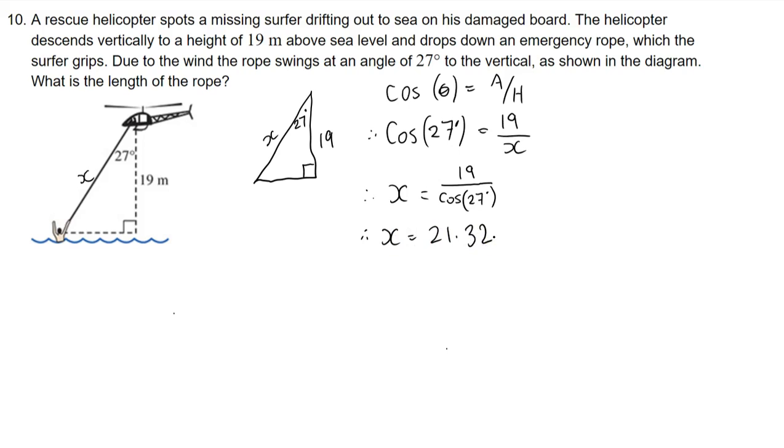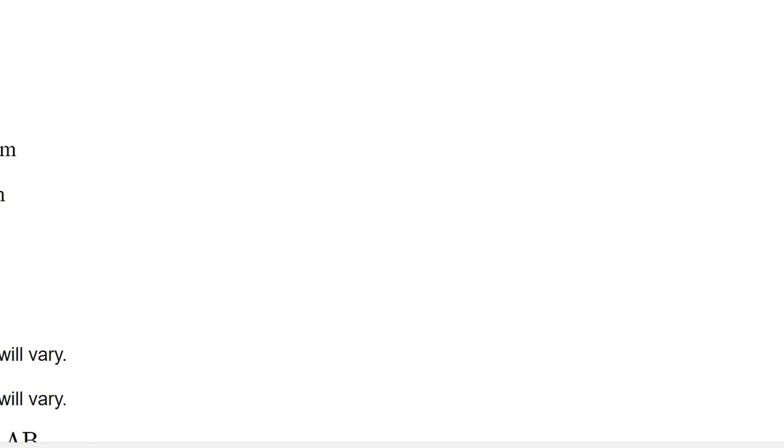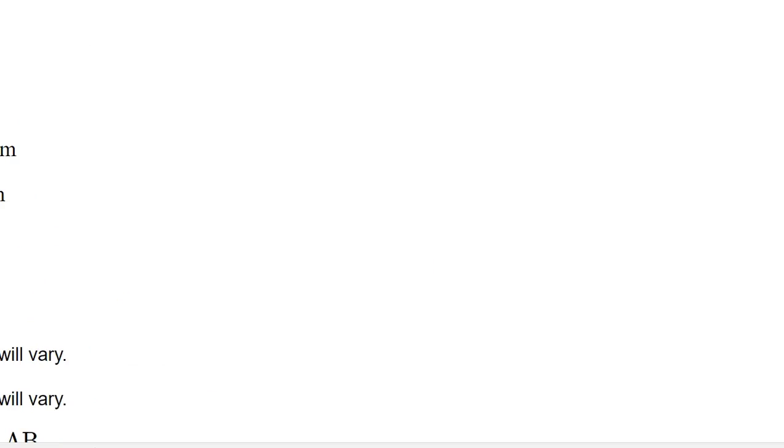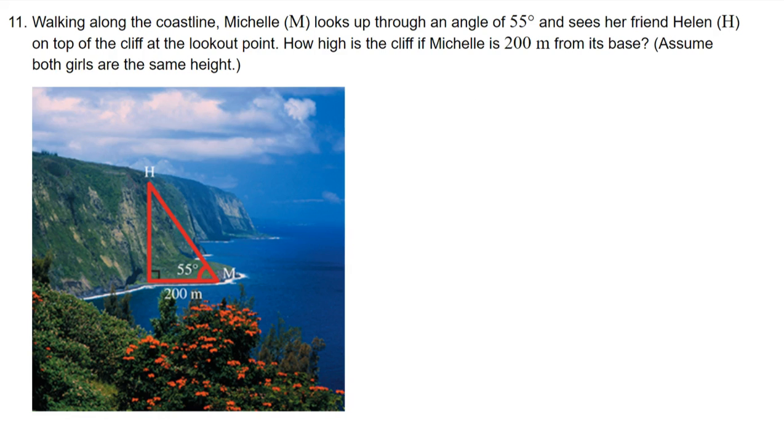Okay, it's a worded question, so we need a worded answer. So the question asks us, what is the length of the rope? The rope is 21.32 meters long. Okay, so every time you get a worded question, you're going for a worded answer. I'm going to check my answer there. So this is question 10. 21.32 meters. Yep, all and done.